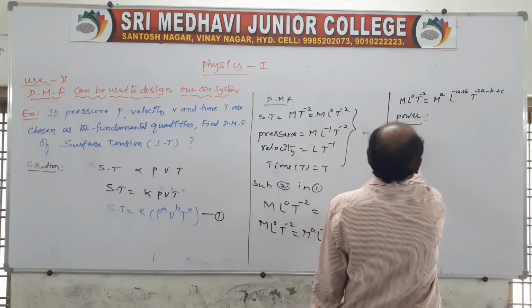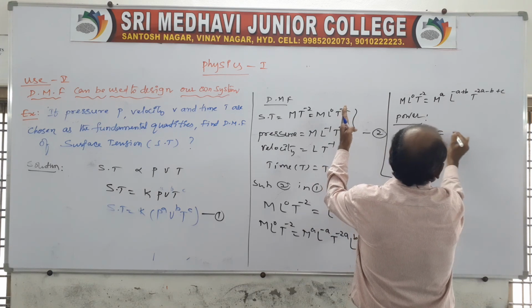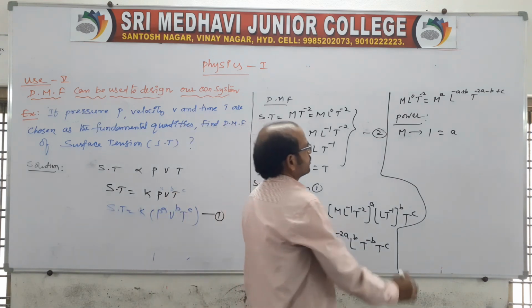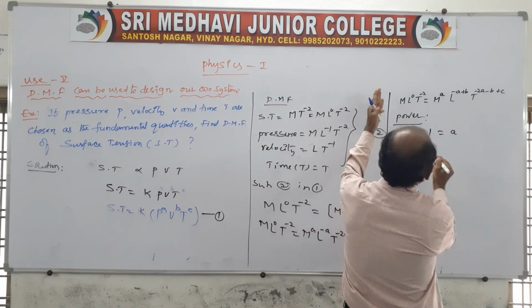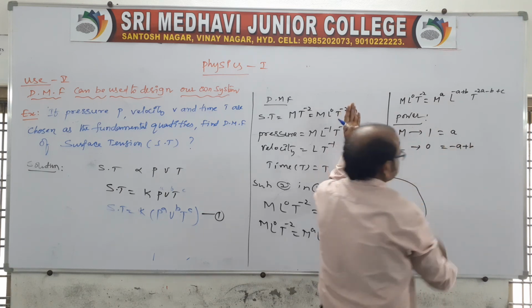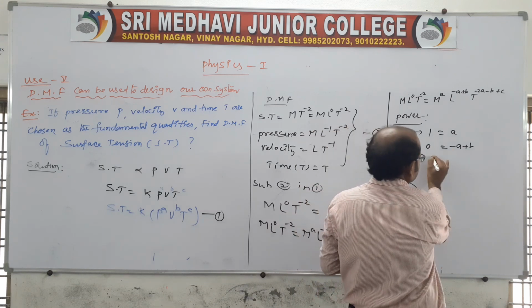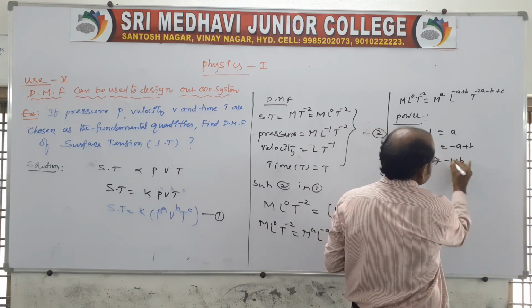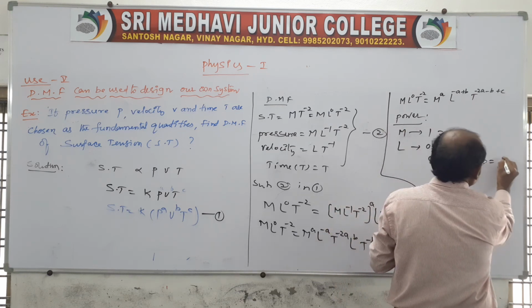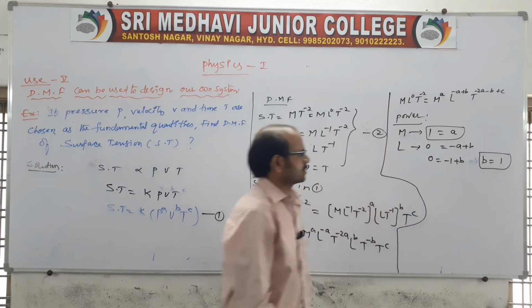So for M, the power on the left side is 1, and on the right side is A, so A is equal to 1. For L, the left side power is 0 and the right side is minus A plus B. Here we know the A value, so 0 is equal to minus 1 plus B, which gives B is equal to 1. So A is equal to 1 and B is equal to 1.